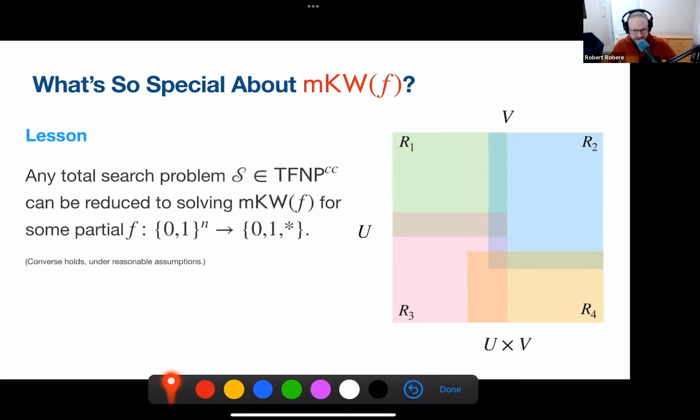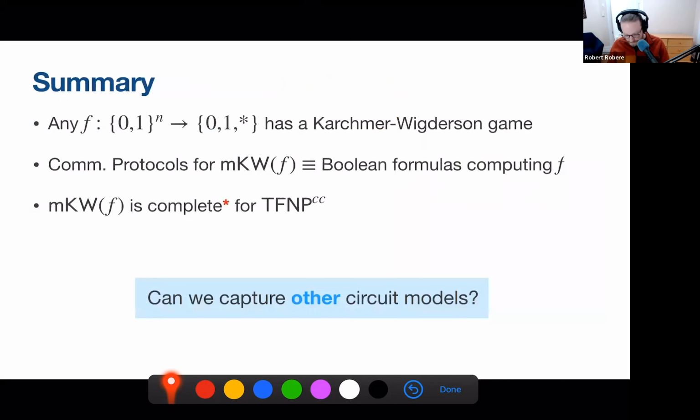And so the lesson is that any total search problem S is more or less equivalent to the monotone Karchmer-Wigderson game for some partial f. Okay. So once again, the summary is very similar. Any Boolean function has a Karchmer-Wigderson game. Communication protocols correspond to Boolean formulas. And also this monotone Karchmer-Wigderson game is in some sense complete for TFNP.